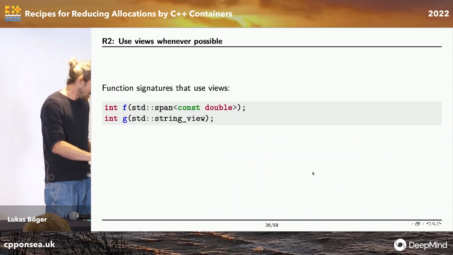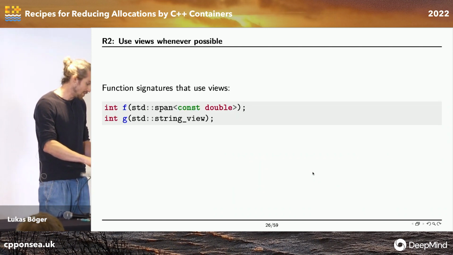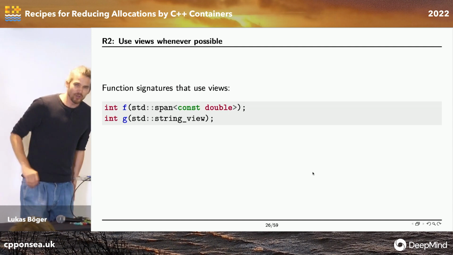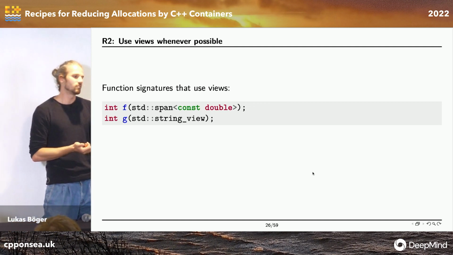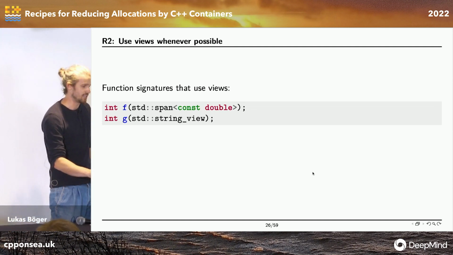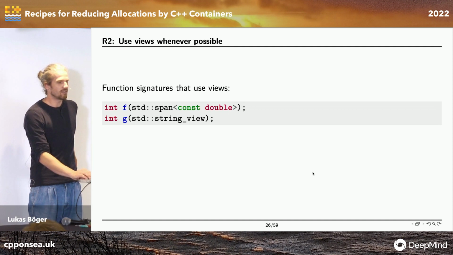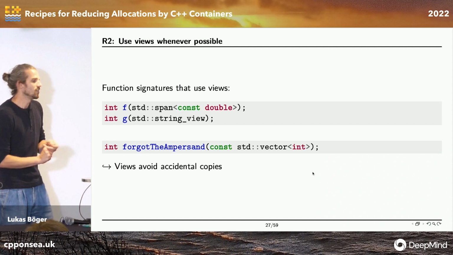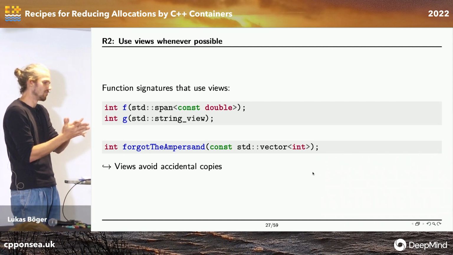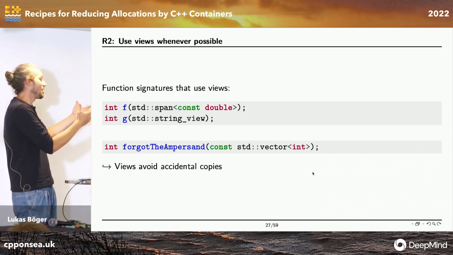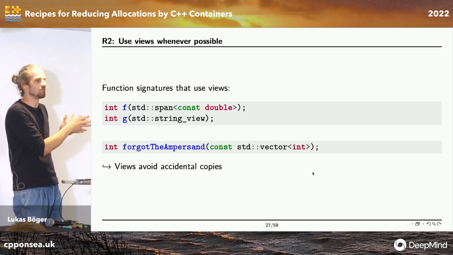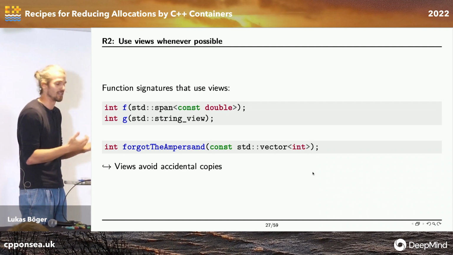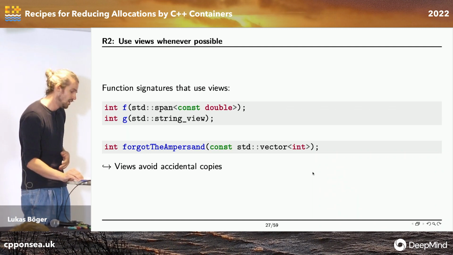Cool. Next recipe is use views whenever possible. And I'll point out a couple of advantages that I see when using views in your interfaces. The first one being that they don't allow you to make accidental copies, okay? In this example, I've seen it happening. Sometimes we do forget a little syntactical detail and we end up copying something. That just can't happen if you use a view.